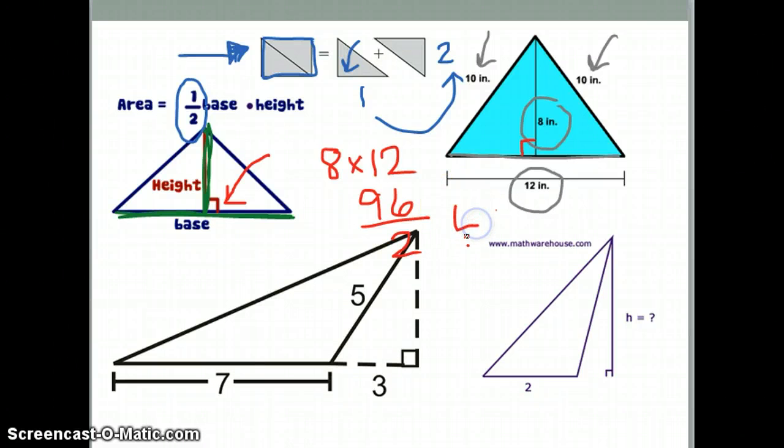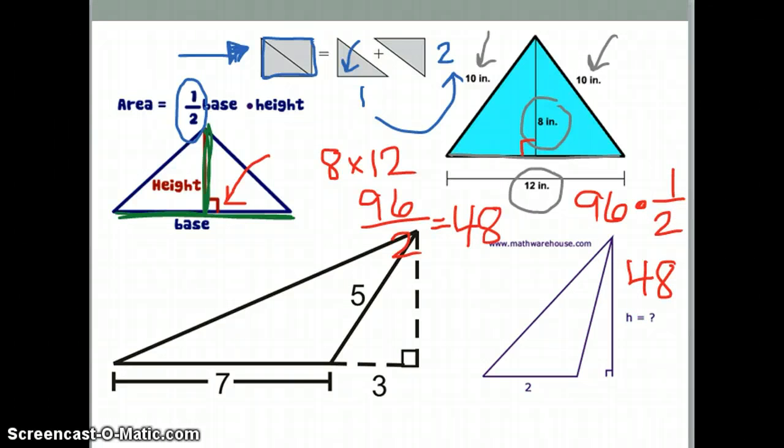Or I can say 96 times 1/2, and I would get still the 48. Again, it's just choosing. Do you prefer to divide? Do you prefer to multiply? So if we include our dimensions there, it would be 48 inches squared. Again, because we're looking at units that have that dual measure, length and width, that base and height.